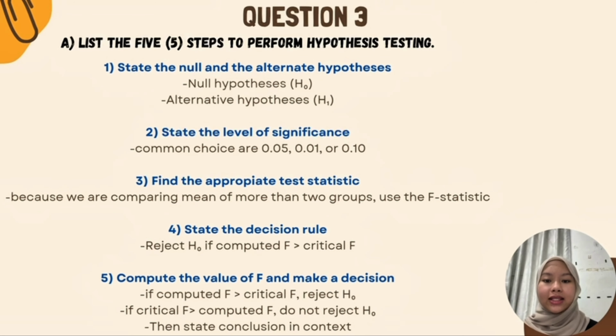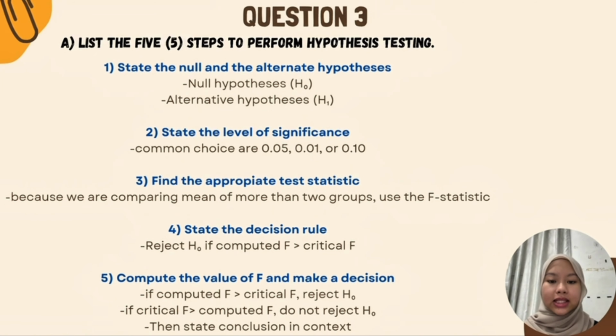Question 3. A. List the 5 steps to perform hypothesis testing. Okay, first, state the null and the alternate hypothesis. Null hypothesis is H0, alternative hypothesis is H1. Second, state the level of significance. Common choices are 0.05, 0.01 and 0.1. Third, find the appropriate test statistic. Because we are comparing means of more than 2 groups, we use the F statistic.